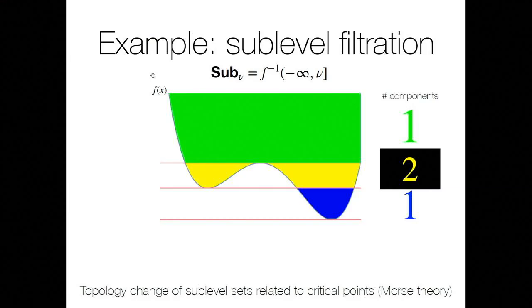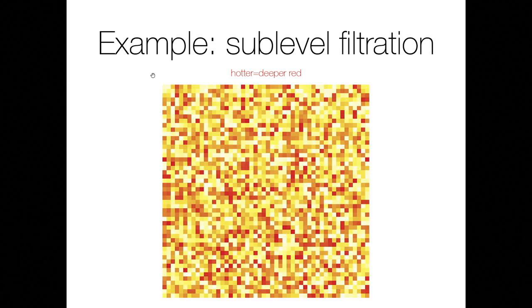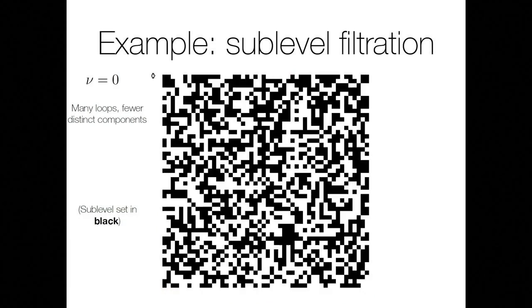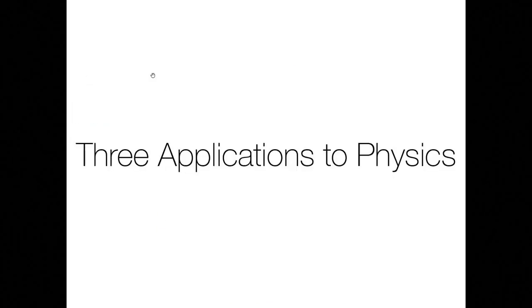Another example of a kind of filtration is a sublevel filtration. So say you have some function on a domain. This could be an energy function or something. We look at sublevel sets and we increase the threshold. And we see that topology change for these sublevel sets is related to critical points of the potential. So this is familiar from Morse theory. I'm skipping this. This is what it looks like in a two-dimensional example when you increase the threshold.